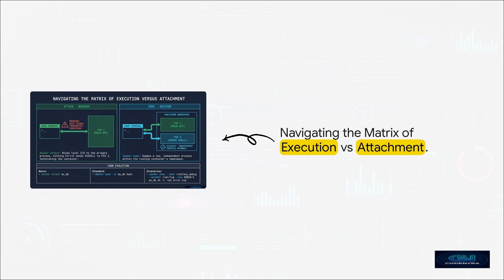accidentally terminating your entire production container. Oops. On the flip side, docker exec safely drops a completely new secondary debugging process into the container's namespace. You should always use execs to debug safely without risking the main application taking a dive.